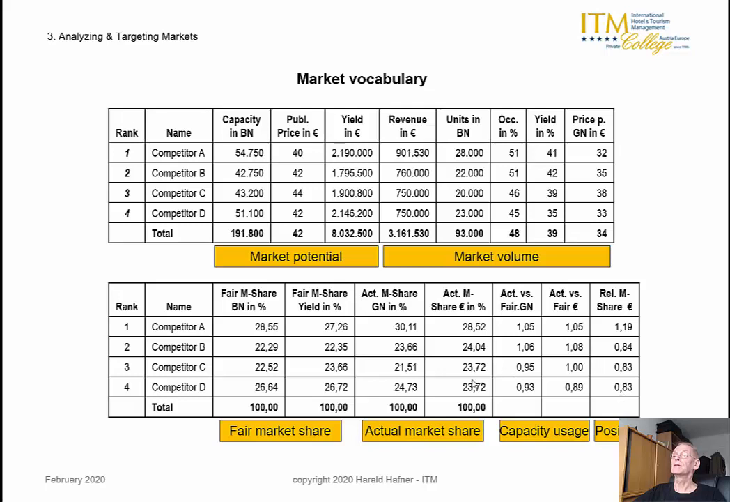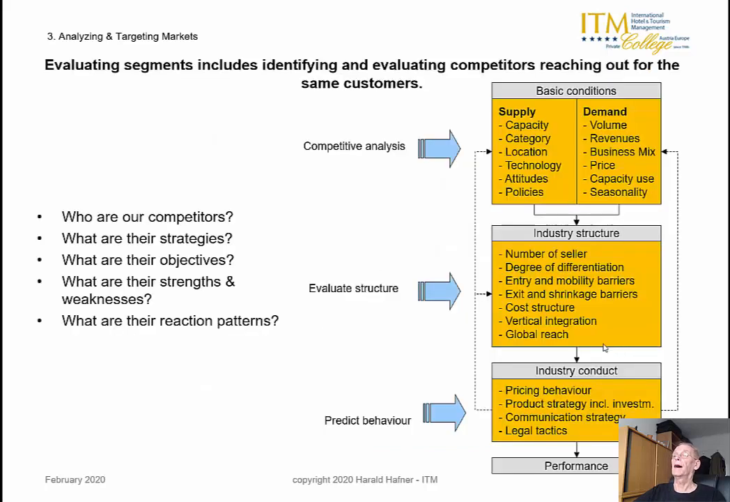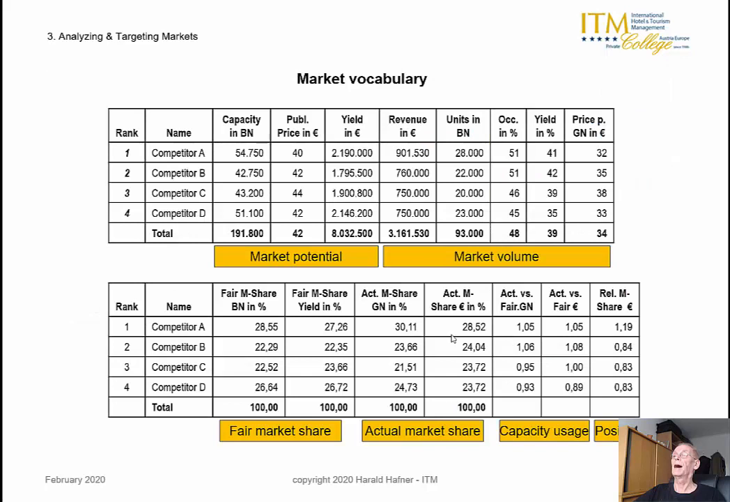All the other competitors are related to the largest competitor, which is competitor A. So for competitor B, we divide the 24.04 by 28.52. For competitor C, we divide the 23.72 by this figure, and the same thing holds true for competitor D, and therefore those relative market shares are being calculated, right?